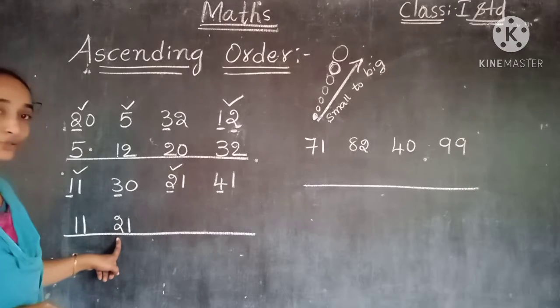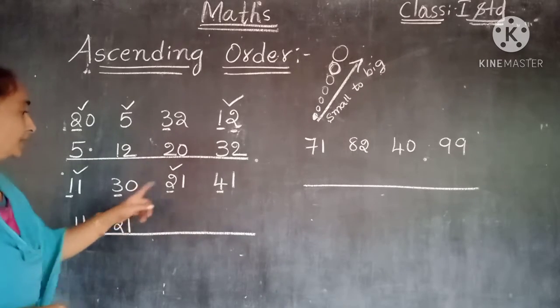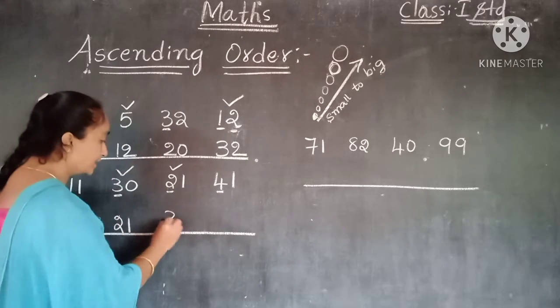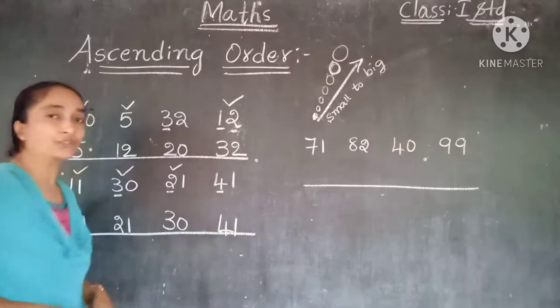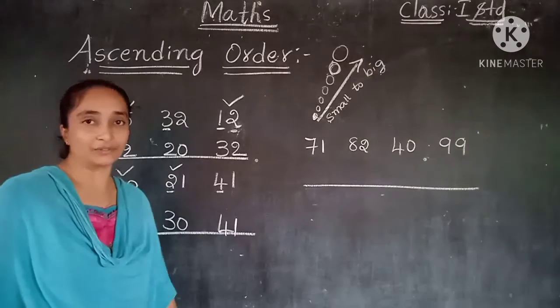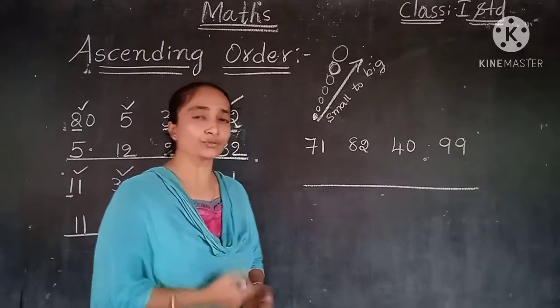We should not write only 2, children. The 2, 1, 21, both digits, the full number we should write. Now 3 and 4. 3 is the small one. Very easy. 3, 0, 30. And the last one we got is 4, 1, 41. So small to big. Isn't it? Very easy to find out. Now let us see one more example, children. This also we can do very fast.